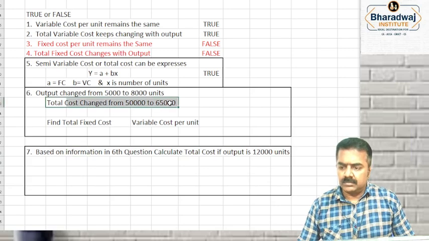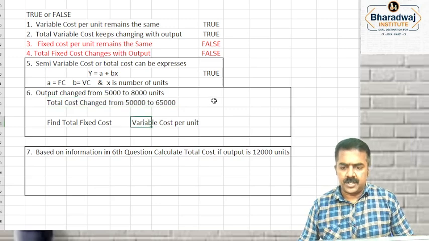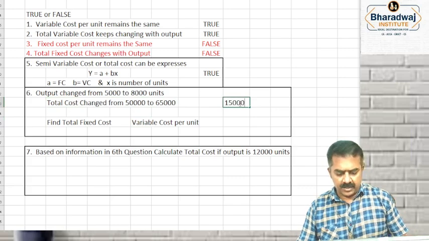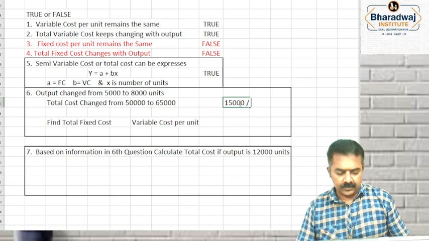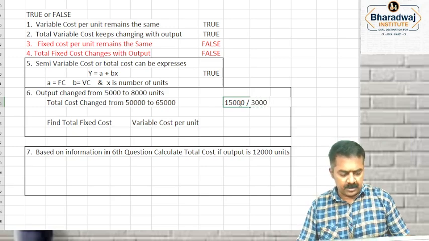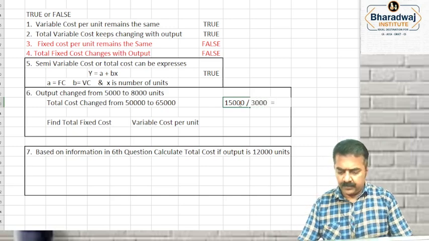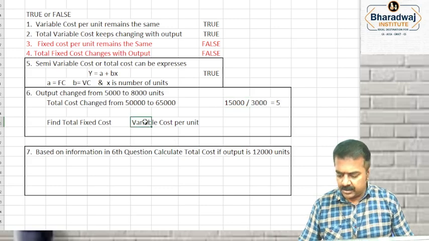Okay, what is the variable cost? Change in cost by change in output. What is change in cost? 15,000 divided by what is change in output? 3,000. What is variable portion? 5 rupees. Variable cost per unit is 5 rupees.